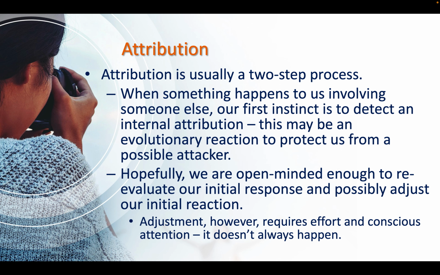Attribution is usually a two-step process. When something happens to us involving someone else, our first instinct is to detect an internal attribution. This may be an evolutionary reaction to protect us from a possible attacker. Hopefully, we are open-minded enough to reevaluate our initial response and possibly adjust our initial reaction. Adjustment, however, requires effort and conscious attention. It doesn't always happen.